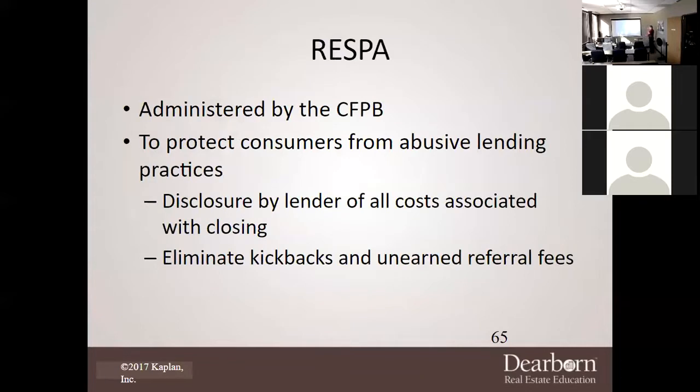Now, RESPA is also administered by the CFPB, okay, and it's to protect consumers from what's called abusive lending practices. All right. It's the disclosure by the lender of all costs associated with the closing, and it has to eliminate kickbacks and unearned referral fees.